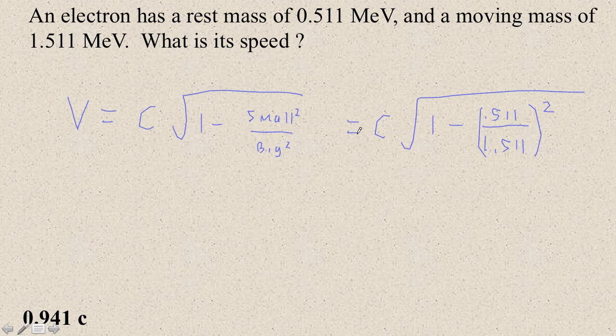So square root, left parenthesis, 1 minus, left parenthesis, 0.511 divided by 1.511, that thing squared. And then another right parenthesis for the end of the square root, right? Okay, here we go. 0.941079. Obviously, well, we have 3 sig figs, so we'd have to say 0.941c.